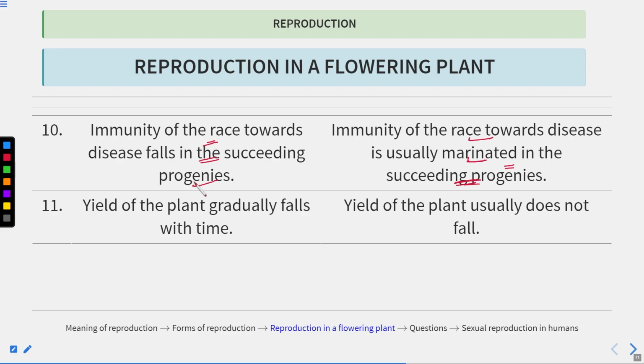The next point is that the yield of the plant gradually falls with time in self-pollination, because the plants cannot adapt to the changing environment, so obviously the yield will fall, whereas in cross-pollination the yield of the plant usually does not fall. The hybrid which is formed will have better yield than the parents.